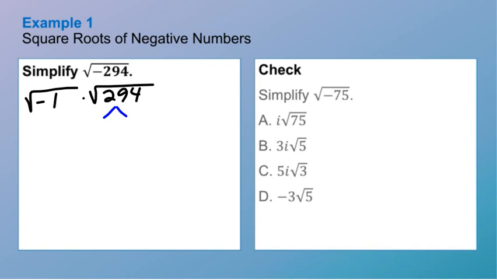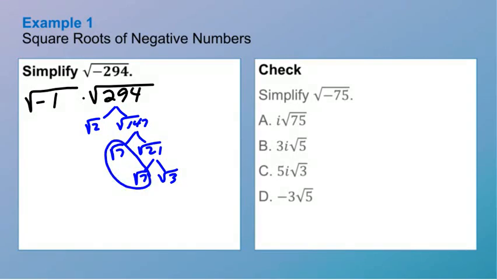If I divide 294 in half, this would be the square root of 2 times the square root of 147. Now I have to think, what can I multiply to get 147? If I divide that by 7, I now have the square root of 7 times the square root of 21. This could be the square root of 7 and the square root of 3. Now I have the square root of 7 times the square root of 7, which is 49.